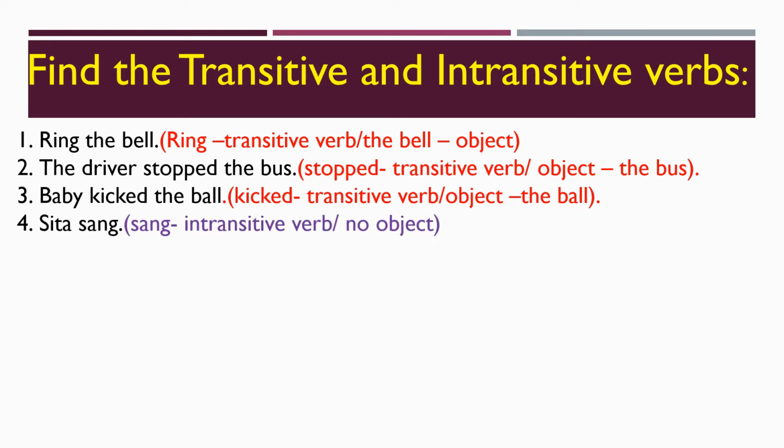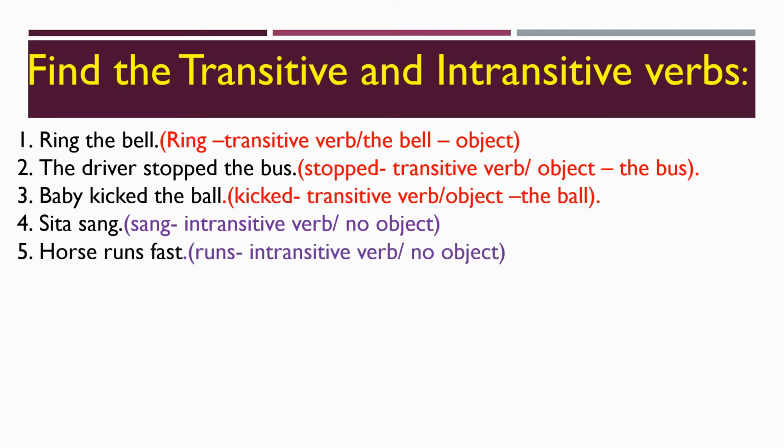Fourth, Sita sings. Sing is an intransitive verb as there is no object in the sentence of Sita. Fifth, horse runs fast. Runs is an intransitive verb as there is no object of the horse.